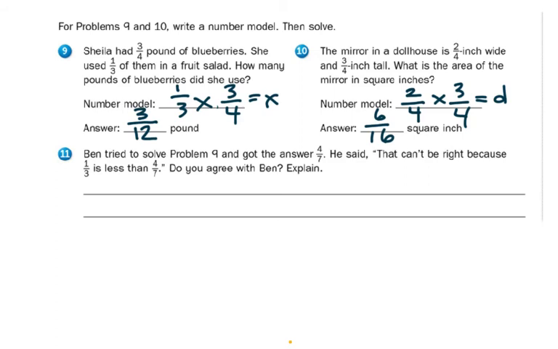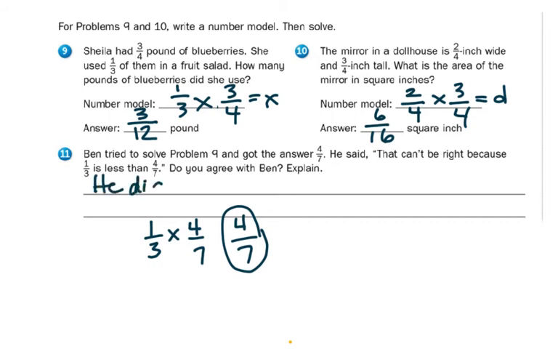6/16. Number 11. Ben tried to solve problem 9 and got the answer 4/7. He said, that can't be right because 1/3 is less than 4/7. Do you agree with Ben? So let's go back to 1/3 and 4/7. You don't need to write this down. But remember, we multiplied. He got 4/7. What did he do incorrectly? He didn't multiply the denominators.